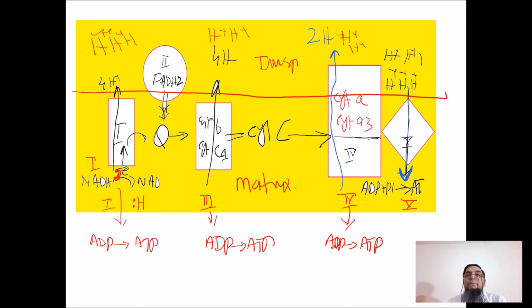This gradient will push the hydrogen through complex 5, which is the F0F1 complex. This complex contains an enzyme which is called ATP synthase. So these hydrogen will fall back due to this gradient and hit the ATP synthase and stimulate it. When ATP synthase is stimulated, it will cause the combination of inorganic phosphate with the ADP, and it will make ATP.